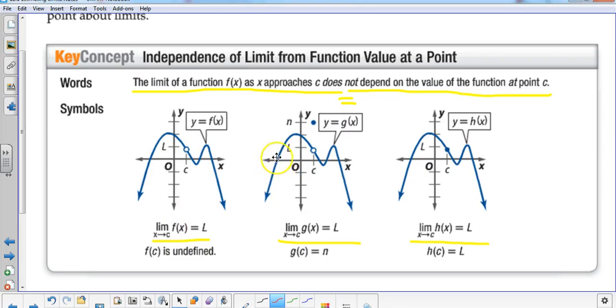This one is not undefined at C, but at C it's clear up here. See the dot? But that doesn't matter that the value at C is up here at N.